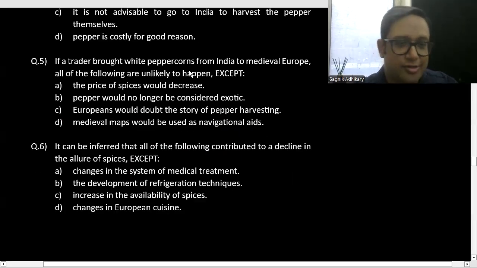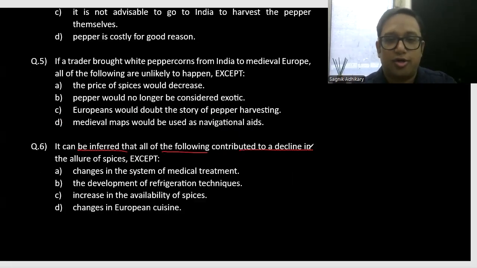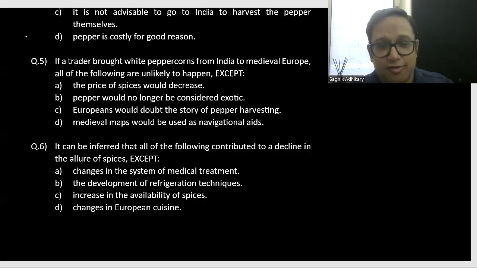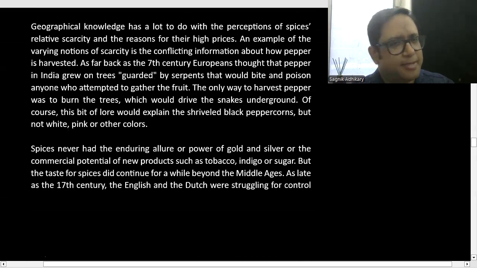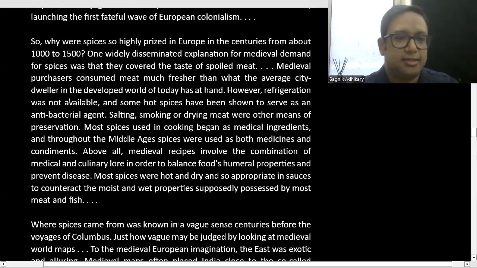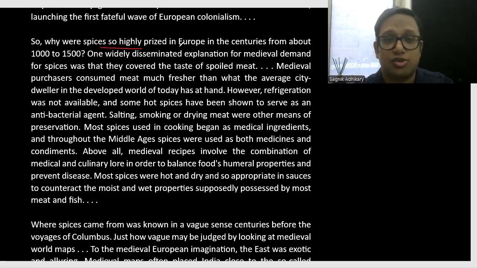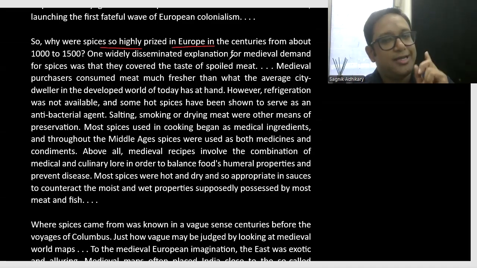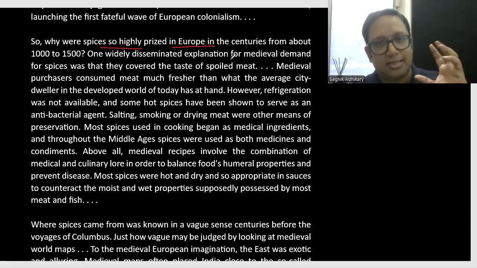Finally, the last question, question 6. It can be inferred that all of the following contributed to a decline in the allure of spices, except. In order to see this, we have to see why there was a desire for spices. This is given by the third paragraph. The third paragraph directly answers this question. So why were spices so highly prized? And we've already marked the reasons.